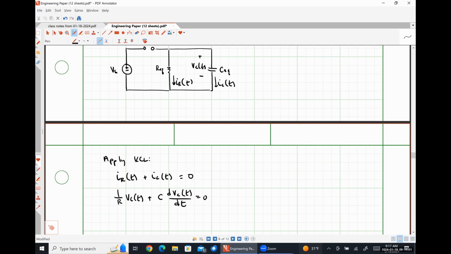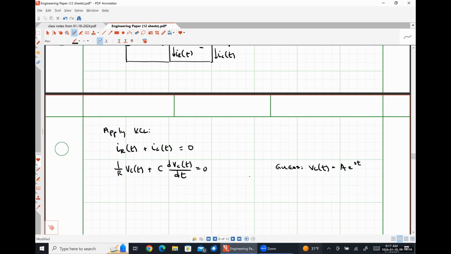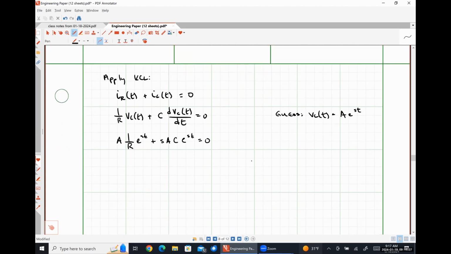So let's guess that our capacitor voltage will be of the form A e to the st, just like we did for our inductor current. If we substitute this in, what we wind up getting is A times 1 over R e to the st plus s A C e to the st is equal to 0.